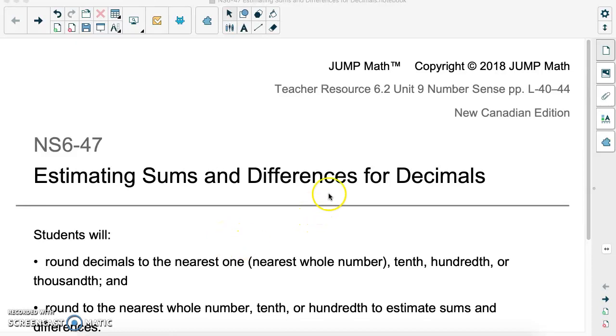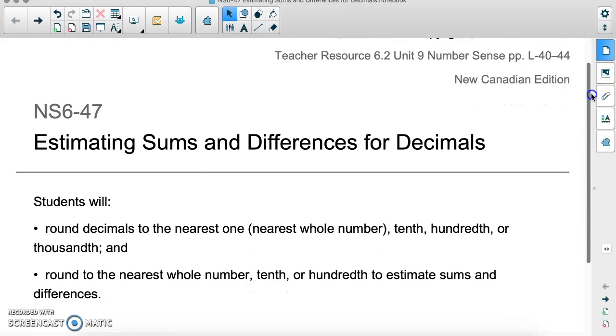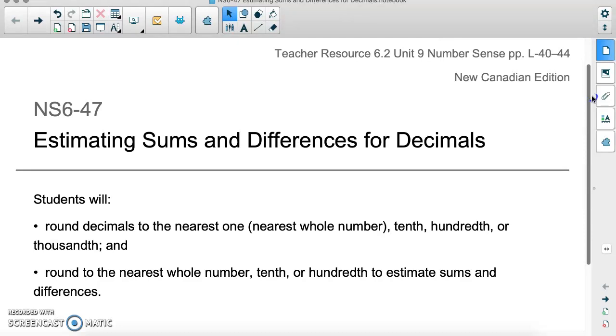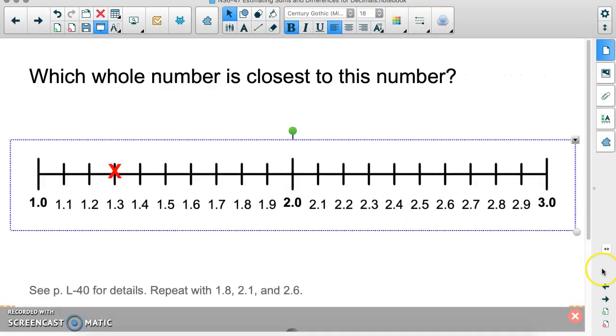Today's lesson is on estimating sums and differences for decimals. So students will round decimals to the nearest one, so the nearest whole number, tenth, hundredth, or thousand, and students will round to the nearest whole number, tenth or hundredth, to estimate sums and differences. So let's just jump right in.